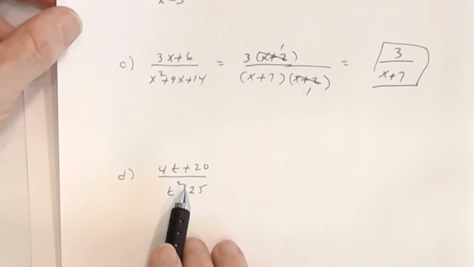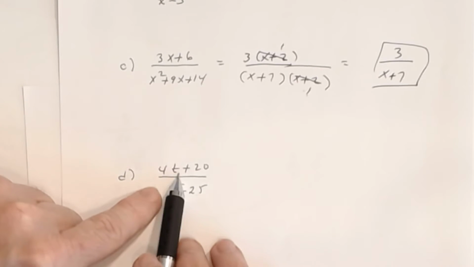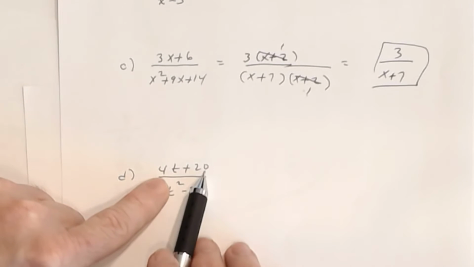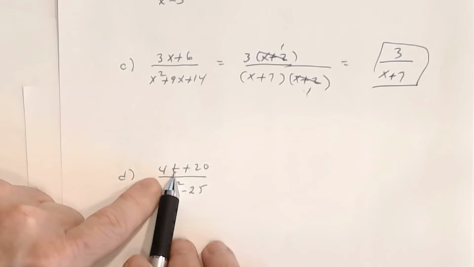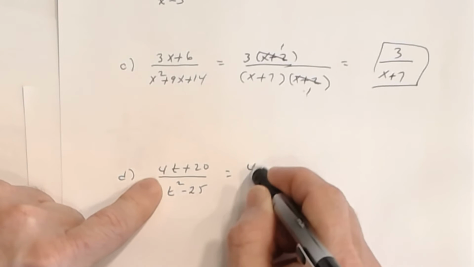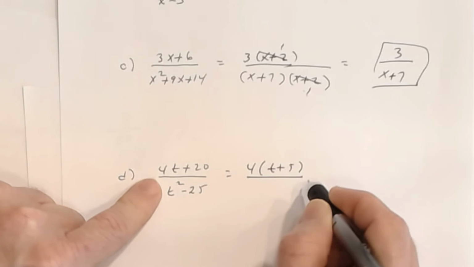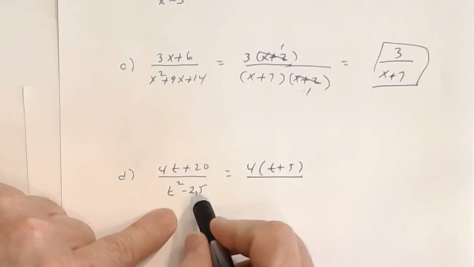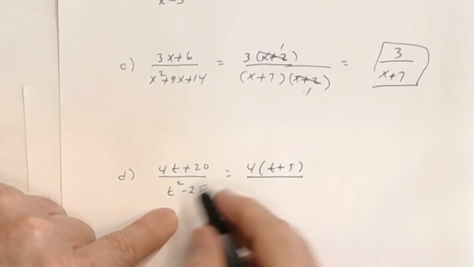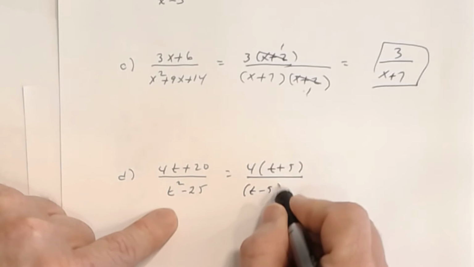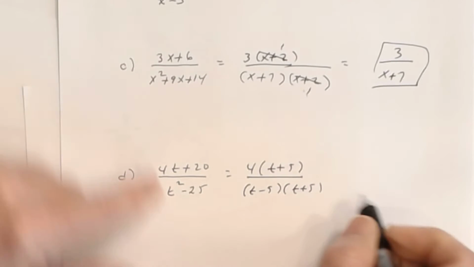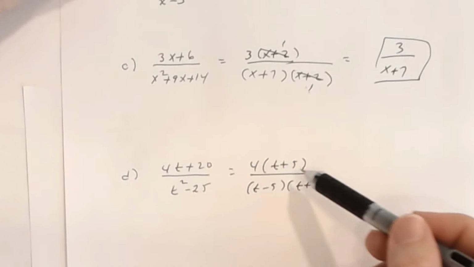Let's look at this one. So the first thing you're going to do is factor the numerator. So notice I can factor out a 4. So I get 4 times t plus 5 divided by, now this is a difference of 2 squares, so you got to factor that. So that becomes t minus 5, t plus 5. So first thing I did was I factored.